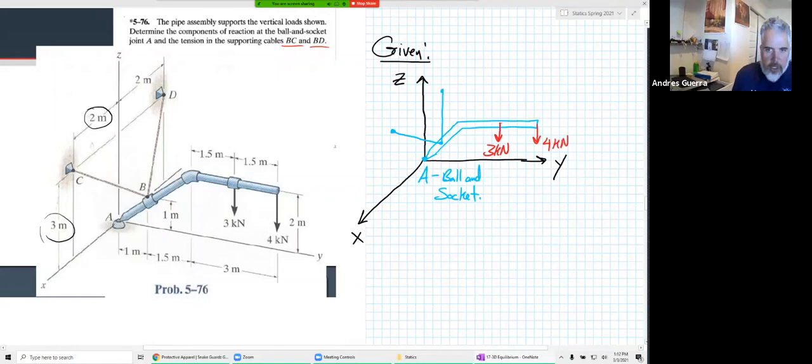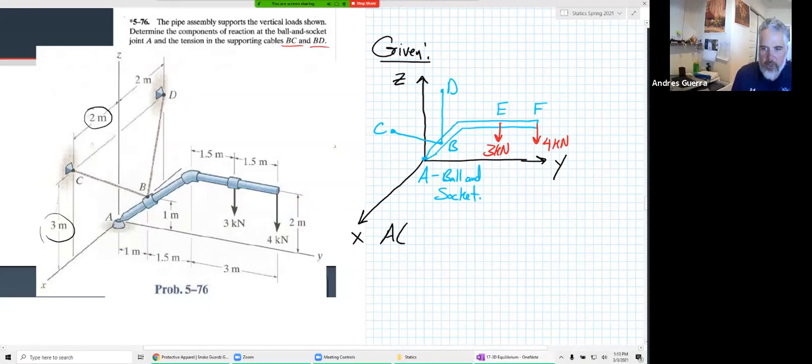Let's label our points here. We have A is the ball and socket. B is that point right there. C is this point over here. D is that point there. And let's label our locations of our two forces. How about we got A, B, C, D. Why don't we make it E and F out there? Okay, now we haven't done the coordinates yet, but let's go ahead and list all those out.